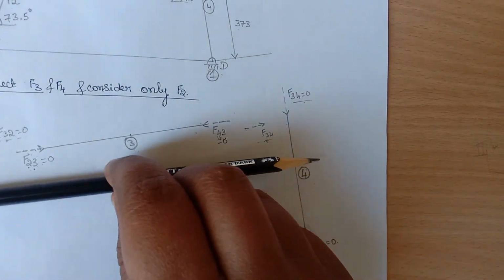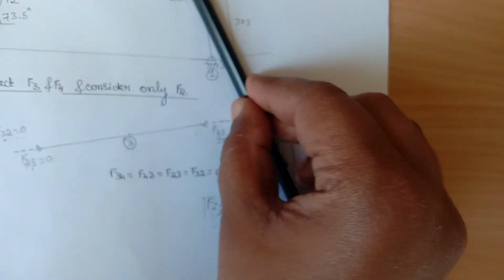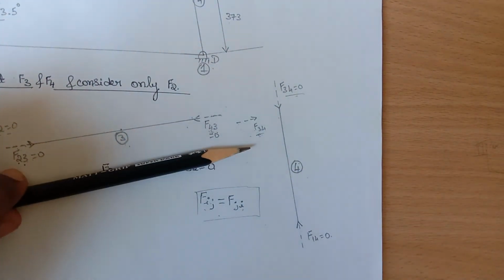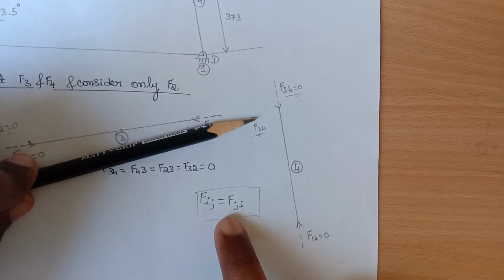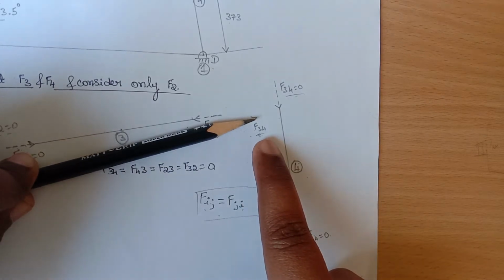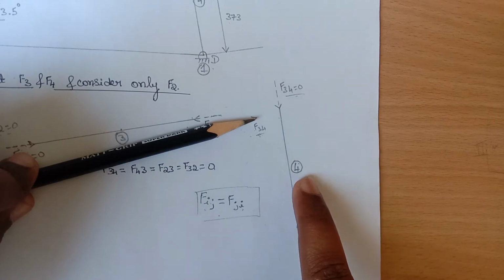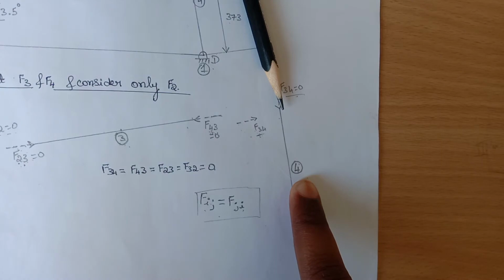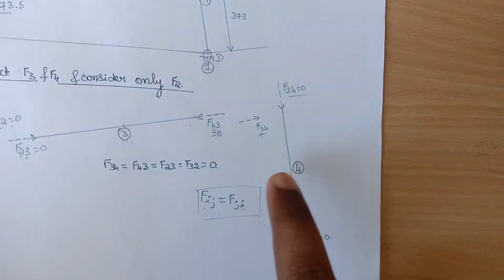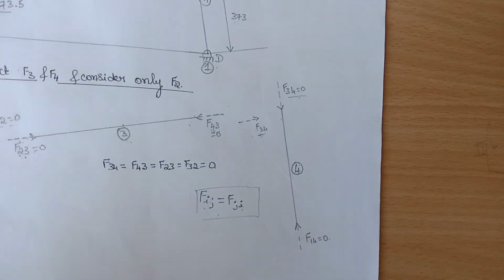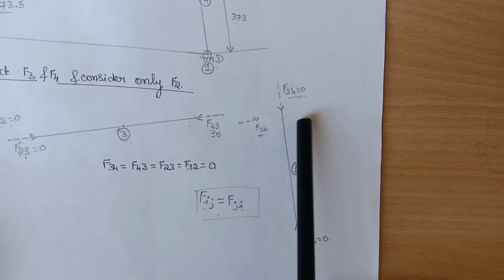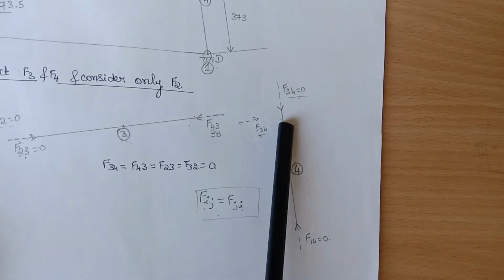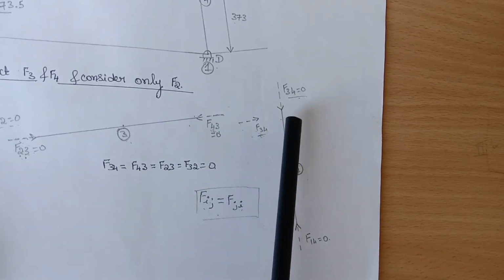Hence, we have to change this direction. We are changing this direction like this. According to force convention, this is the direction of F34. But to satisfy the condition of equilibrium, I am changing this direction of F34. In order to change this direction, we have to assume that force as 0. Whenever it is required to change the direction, we have to assume that force as 0.